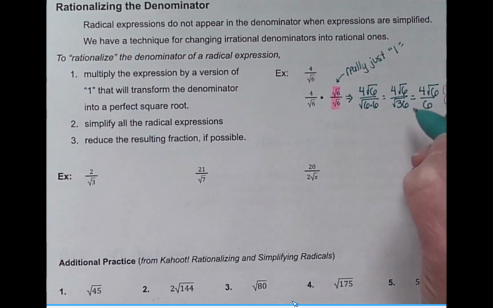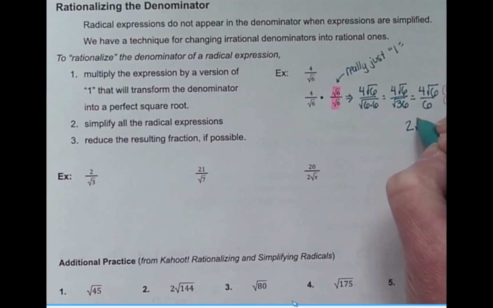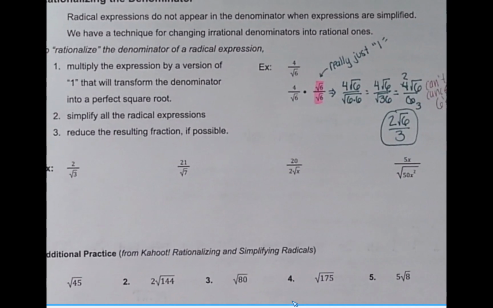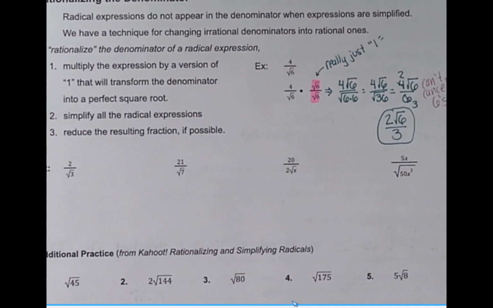So let me just reduce that 4/6. 2 goes into 2 4 times, 2 goes into 6 3 times. So that's 2 times the square root of 6 over 3. So this is another one that takes some getting used to. Let's do a few more problems like that.